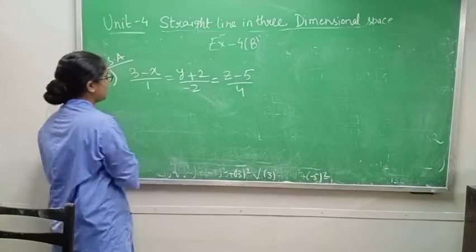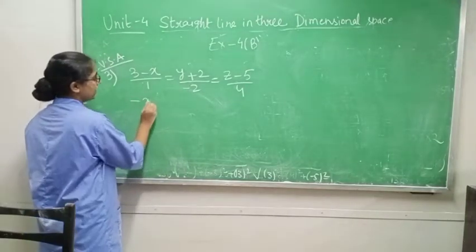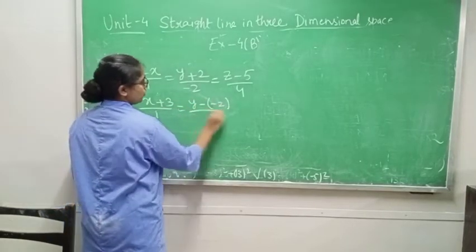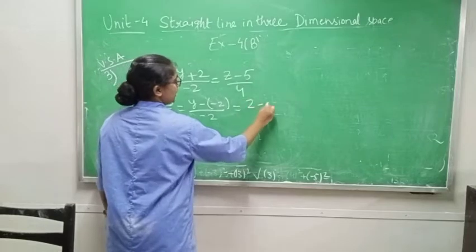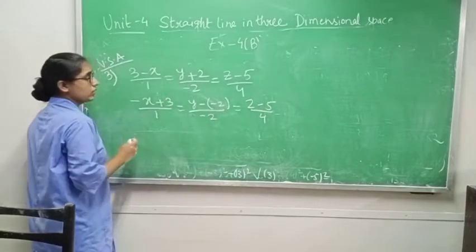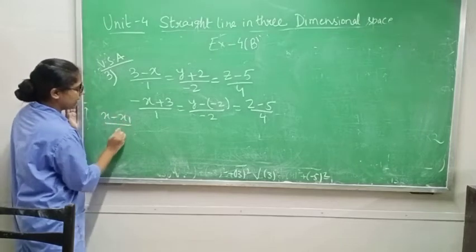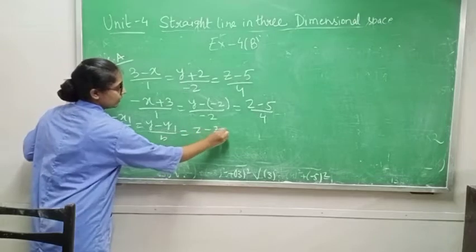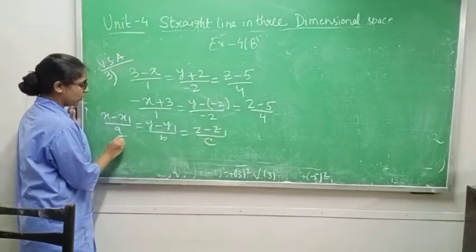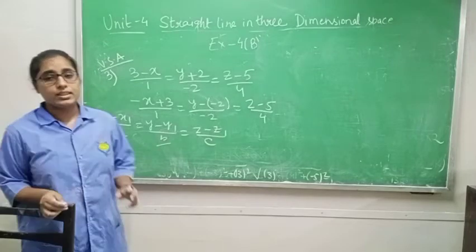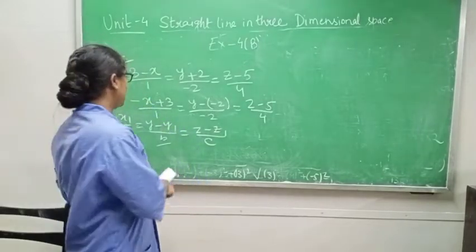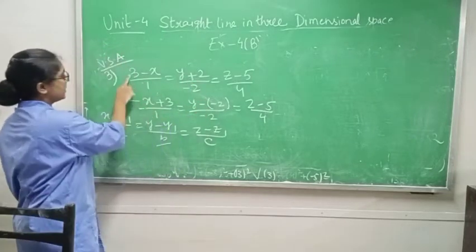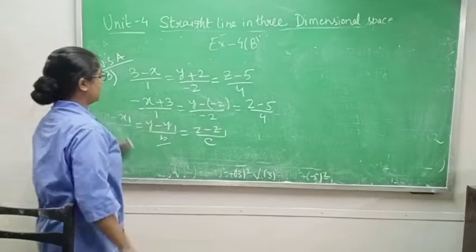So how will we find the direction ratio of this line? It's very simple. First we will write minus x, then plus 3 by 1, (y plus 2)/(-2), (z minus 5)/4. You have to form it as (x minus x1)/a equals (y minus y1)/b equals (z minus z1)/c. Then you will get the values a, b and c, which are nothing but the direction ratios. That is why I am converting this plus to minus, writing first minus x, then plus 3 to convert into this form.